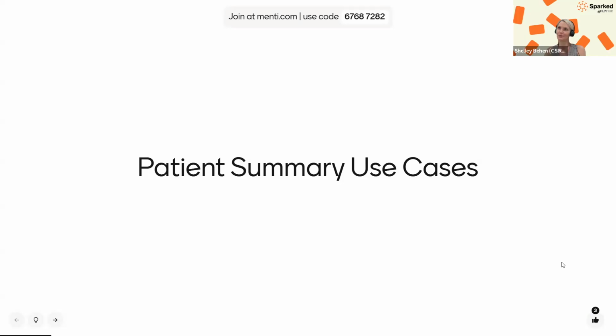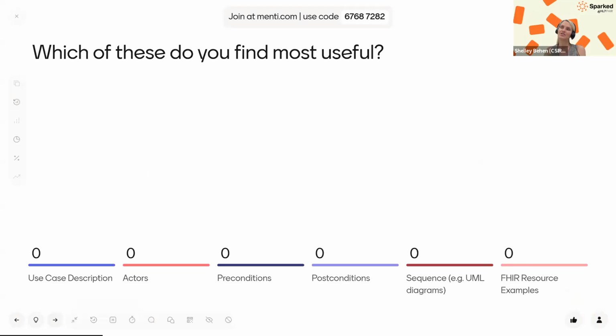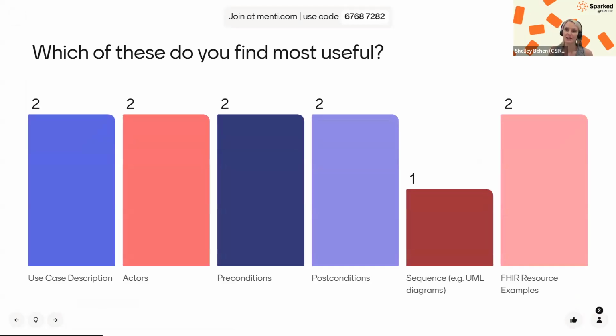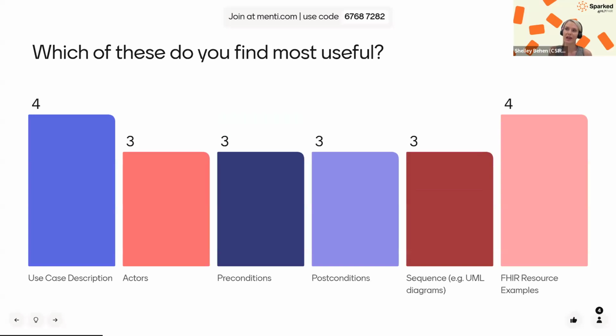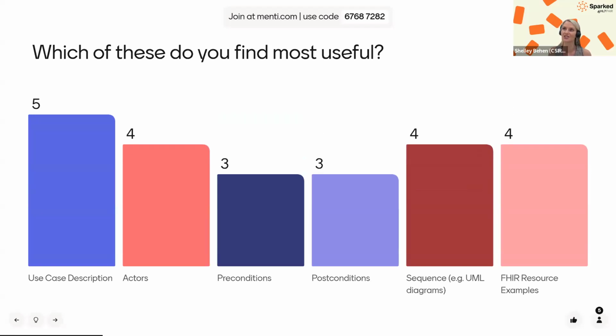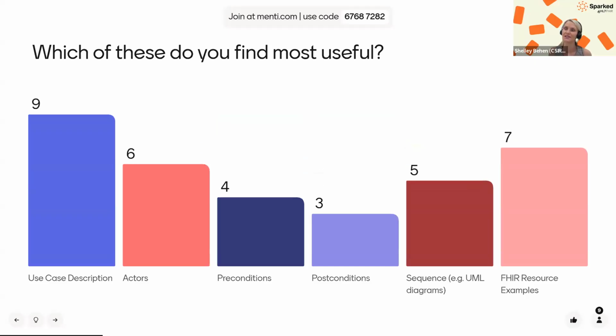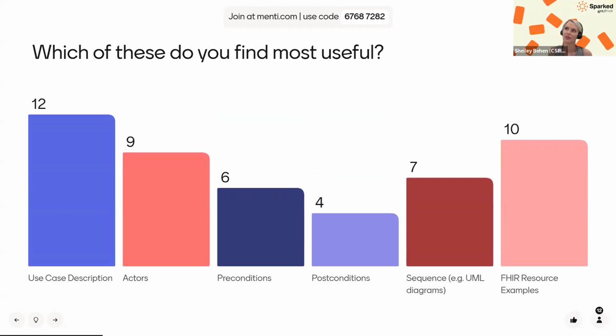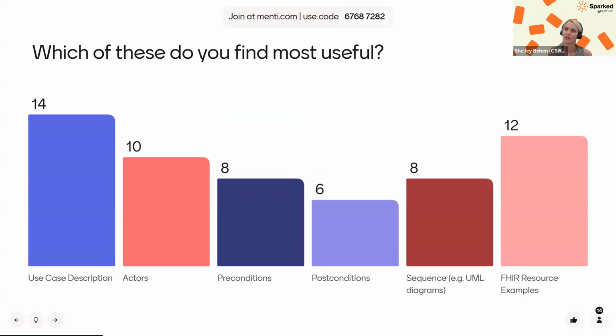We'll go to the first question. Which of these do you find most useful? Down the bottom there, we've got use case description, actors, preconditions, post-conditions, sequence diagrams, FHIR resource examples. You can vote for multiple, you don't have to just pick one. And there'll be an option at the end to add any that you think are additional that we haven't got in this list. We just want to get an idea, sort of in order of importance, what you think is most useful for you when you're looking at an IG.